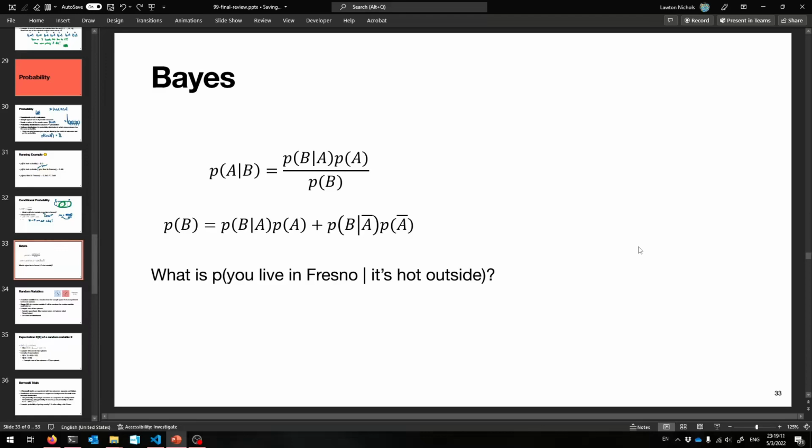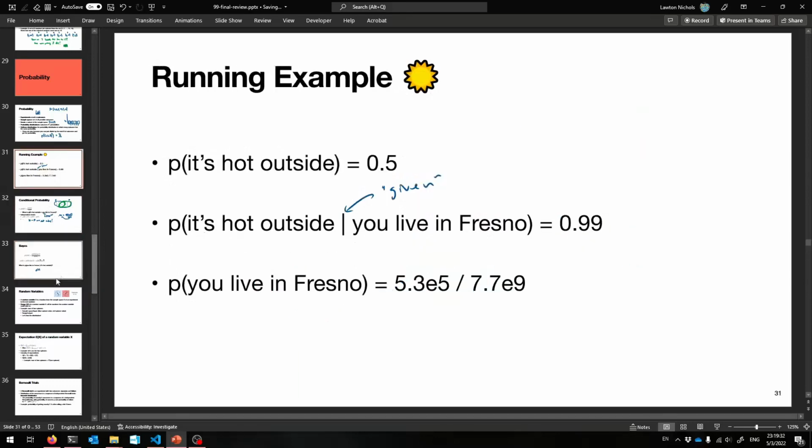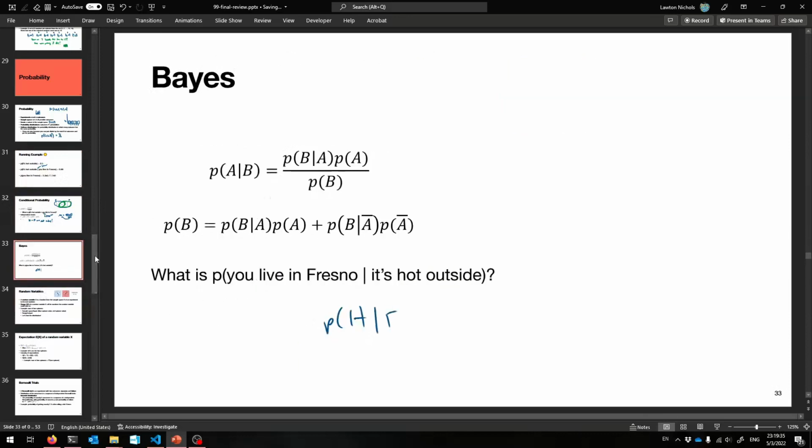Okay? So let's use this idea to figure out what is the probability that you live in Fresno given that it's hot outside. So that's the opposite of this. Yeah? So following our formula, we'll just plug in things. So we know right now the probability of it being hot outside given that we live in Fresno. And we'd like to solve for the opposite, the probability that you live in Fresno given that it's hot outside. That's going to be equal to the other way, times the probability of F over the probability of H.